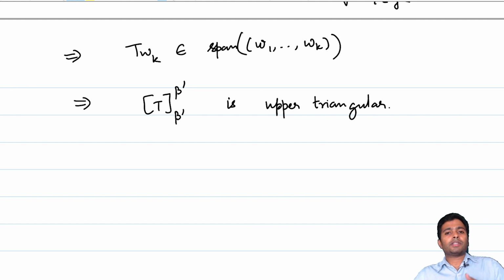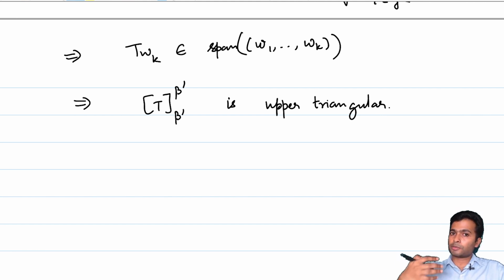So if we start off with a basis with respect to which our given linear operator is upper triangular, and if we do a Gram-Schmidt orthonormalization of that basis, we get a new basis. Again, that will be an orthonormal basis with respect to which our linear operator continues to be an upper triangular matrix. So now let's get back to our problem.